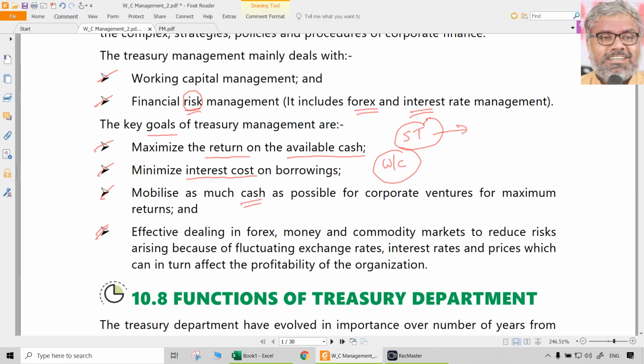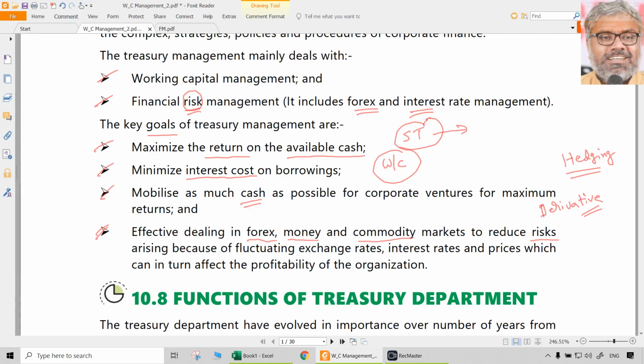And other things including dealing in foreign exchange or foreign currencies, particularly for multinational organizations, that becomes very important. And dealing in money markets and commodity markets if required, so that risks can be reduced. Usually that is done by using derivative instruments. What those are will be dealt with at the final level. But just to note, the risk mitigation, or hedging the risk, that's called hedging. So that hedging of risk generally happens through derivative instruments.